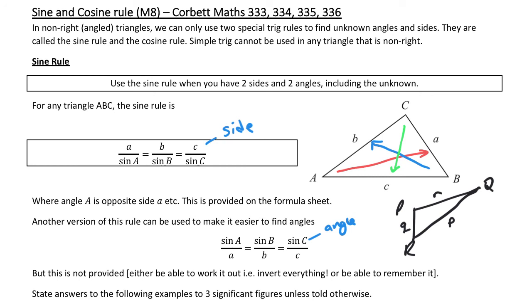Now, whenever we're using the sine rule, one of these A, B or C ratios or fractions will not be needed, so we'll just forget about it, and then we'll use two of them. We can cross multiply to make life a little easier, and then we can solve for whatever the unknown is. And we should always state our answers to three significant figures unless we're told otherwise.